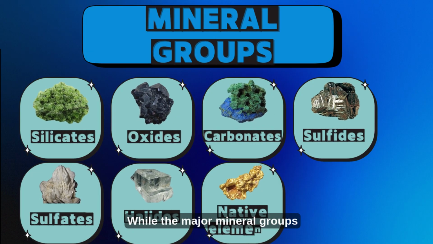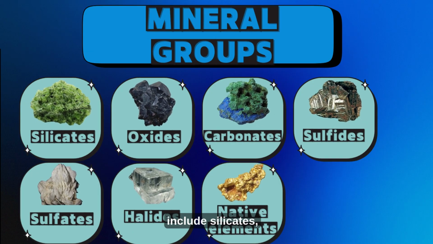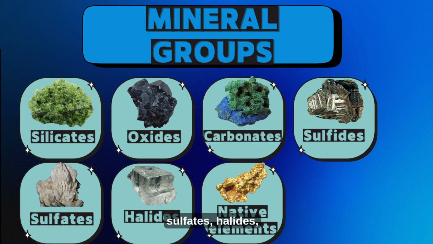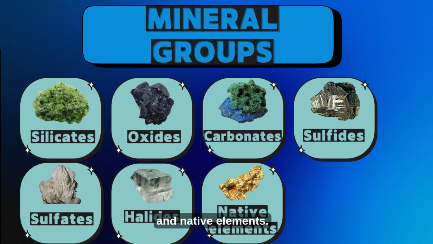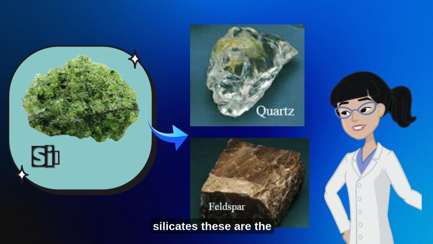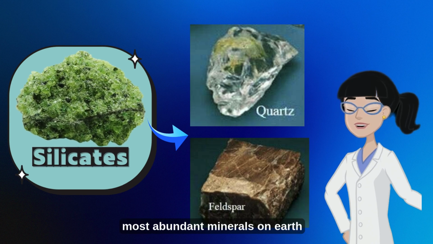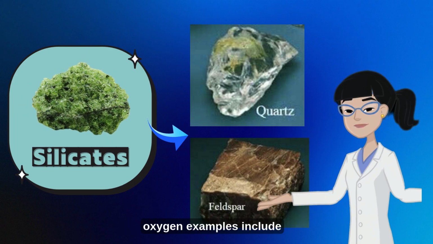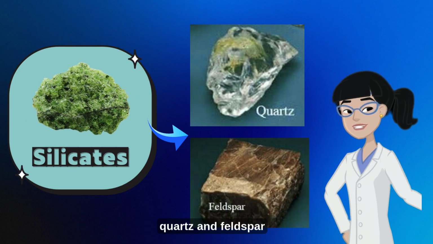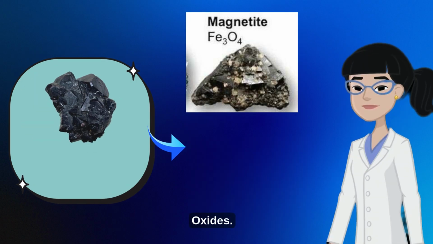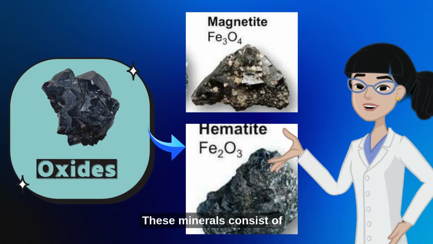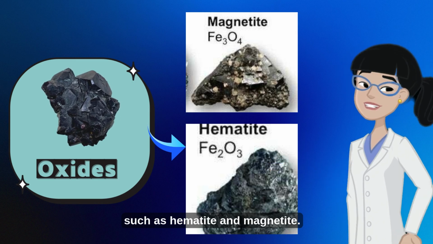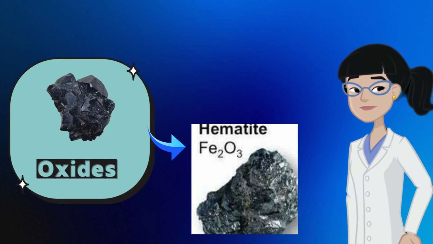The major mineral groups include silicates, oxides, carbonates, sulfides, sulfates, halides, and native elements. Silicates: these are the most abundant minerals on Earth, containing silicon and oxygen. Examples include quartz and feldspar. Oxides: these minerals consist of oxygen and one or more metals, such as hematite and magnetite.